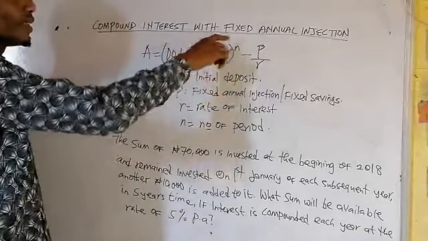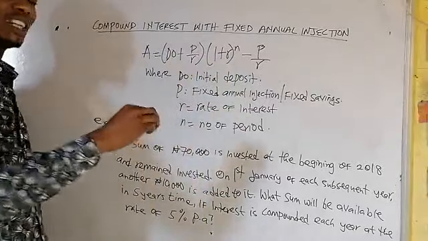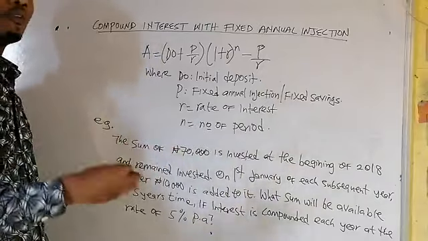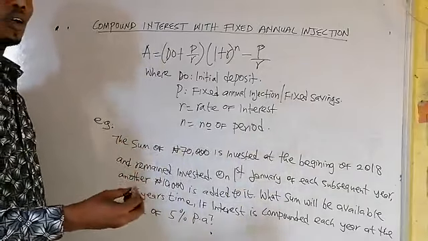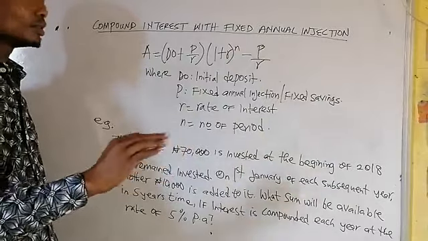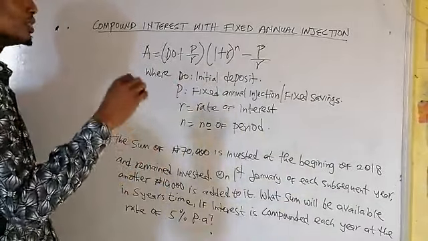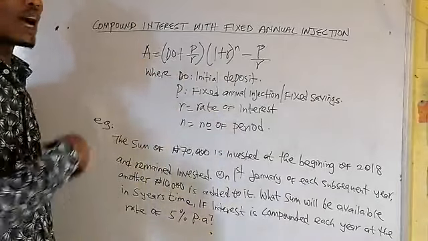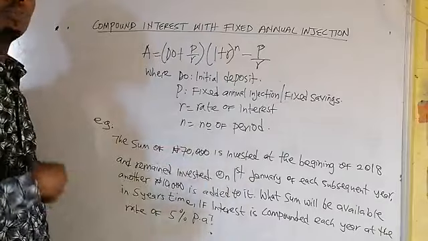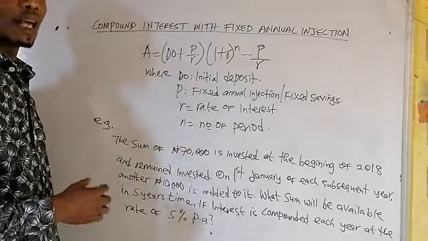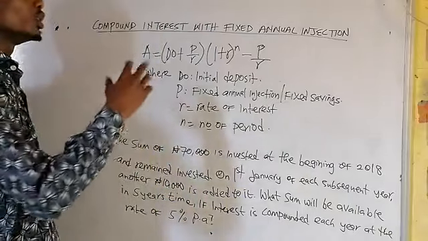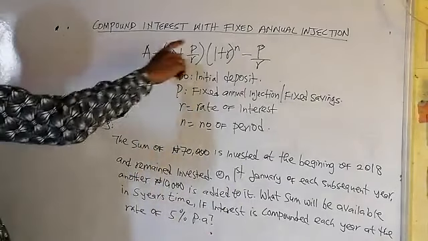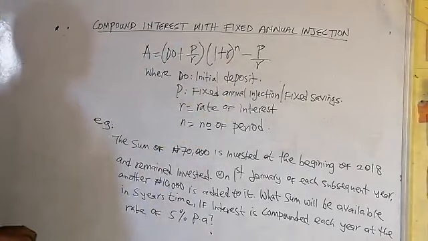That's what compound interest with fixed annual injection means: you already have a particular fixed sum of money in your account, and at the beginning of every year or at a particular agreed interval, you inject additional funds into the account. So how do you calculate how much your money will be at the end of the period in which you want to invest? That's what leads to compound interest with fixed annual injection.